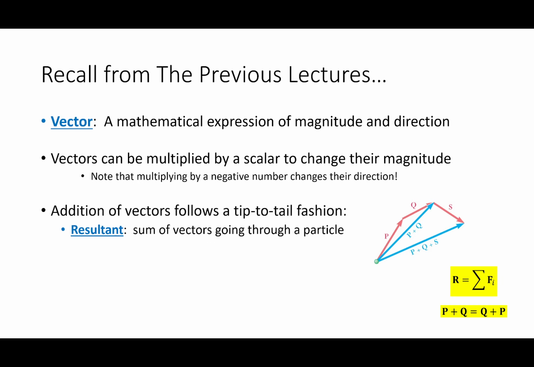So again, star of the show is vectors. Remember, vectors contain magnitude and a direction. We can multiply vectors by scalars to change their magnitude. We won't change their direction by doing that. The only thing that we can do is multiply a vector by a negative number and it flips the direction.